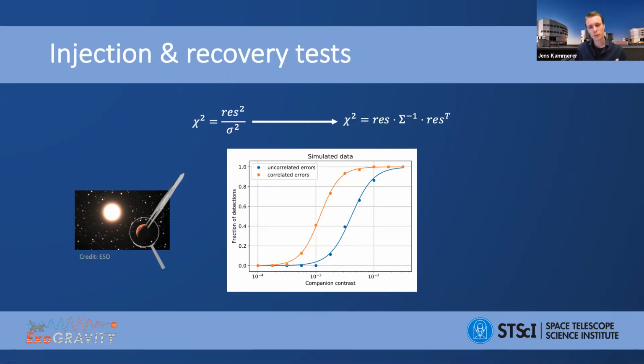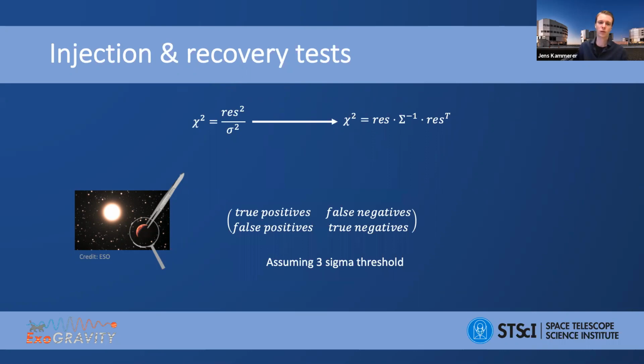Now, not only that, we could also show that the detections that you get become a lot more robust if you take into account the full covariance matrix. And for that, we computed the so-called confusion matrices, where you can see the number of true positive and false positive, and also false negative and true negative detections, assuming a 3 sigma detection threshold in this case.